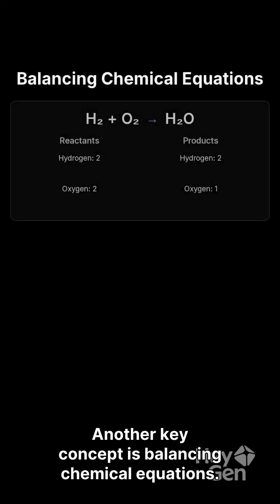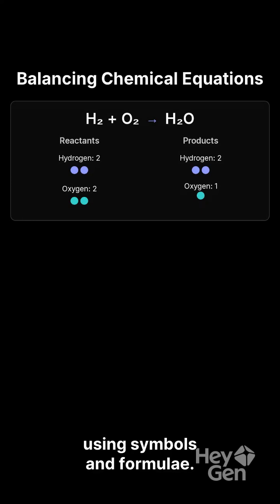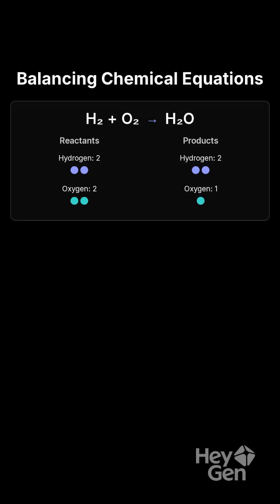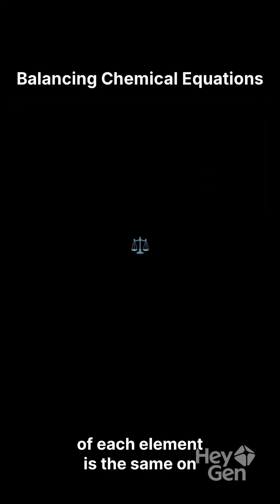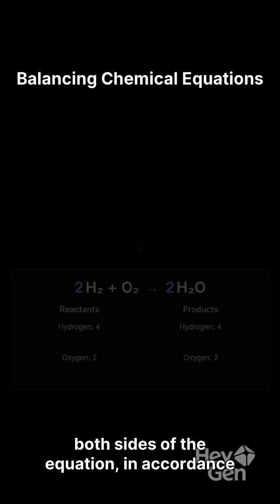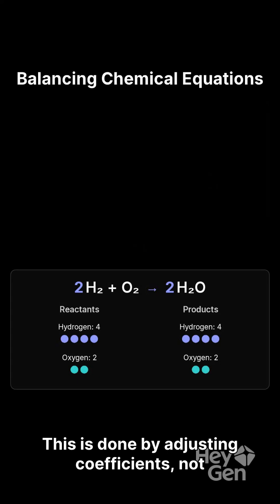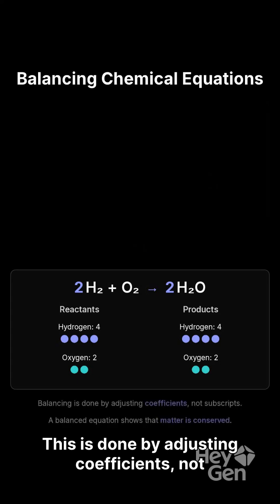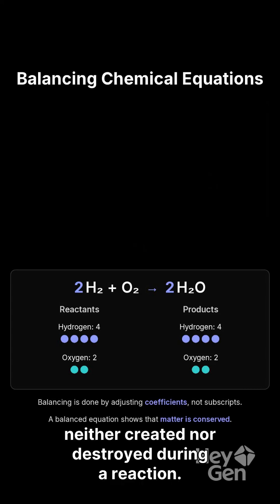Another key concept is balancing chemical equations. A chemical equation represents a chemical reaction using symbols and formulae. Balancing ensures that the number of atoms of each element is the same on both sides of the equation in accordance with the law of conservation of mass. This is done by adjusting coefficients, not subscripts. A balanced equation shows that matter is neither created nor destroyed during a reaction.